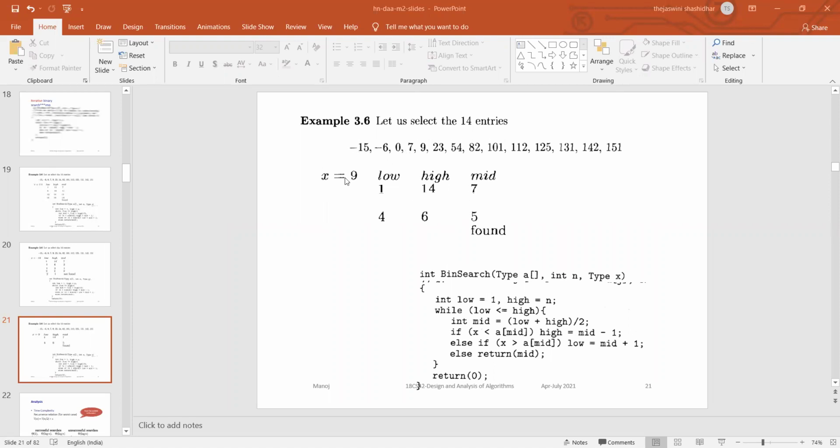1, 2, 3. So 9 is less than 3. The key element 9 is less than 3, so again you go and now you change to 4. When you go with the iterations, you will be getting low is equal to 4, high is equal to 6, middle element is equal to 5. The fifth element, 1, 2, 3, 4, the fifth element you are getting is 9. So at that time you take it as found.